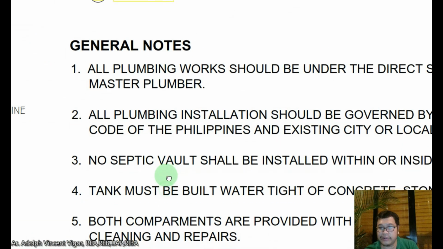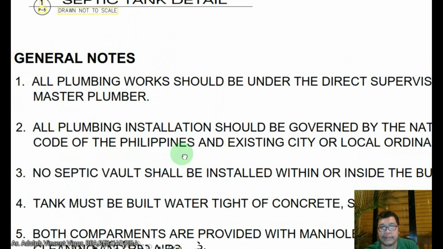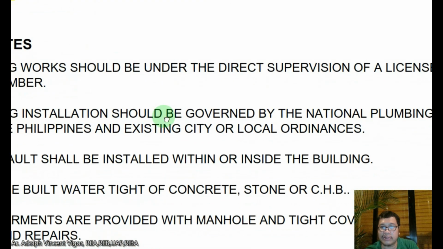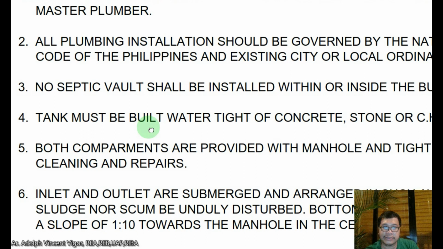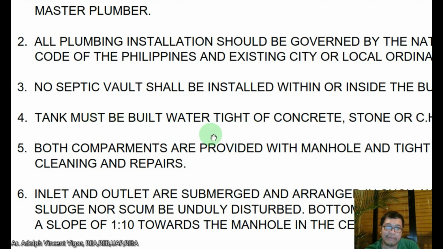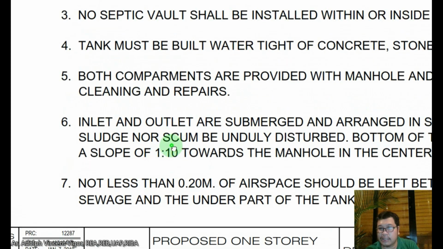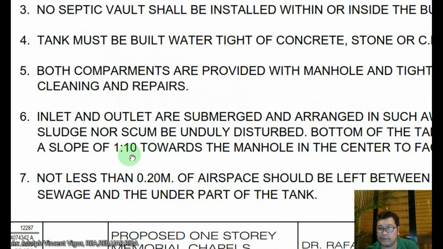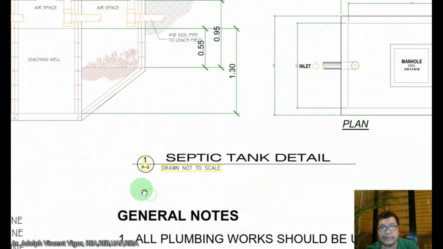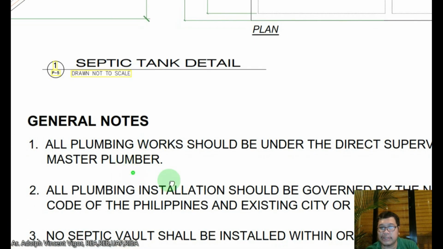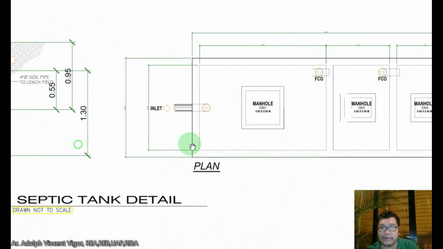So the general notes, you can write this. For example, all plumbing work should be under the direct supervision of a licensed master plumber. Then the tank must be built watertight of concrete, stone, or CHB. But I think you can make your own, class, but it should be based on the plumbing code or national plumbing code. So these are the examples of the kind of drawings that you're going to place on your plan.